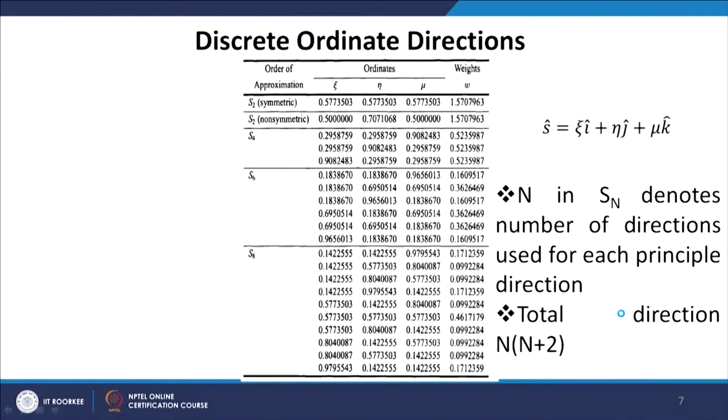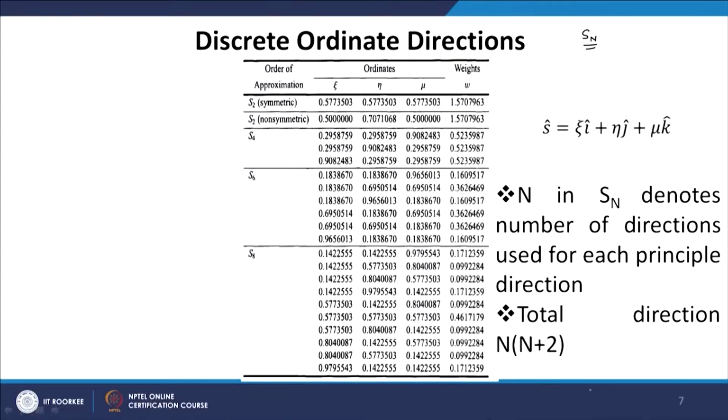Now, for different values of approximations, we are talking about the S_n approximation, where subscript n represents the order of the method. If n is equal to 2, we have the second order discrete ordinate method. If n is equal to 4, we have the fourth order discrete ordinate method, and so on. Now, this n represents the number of directions used for each principal direction.